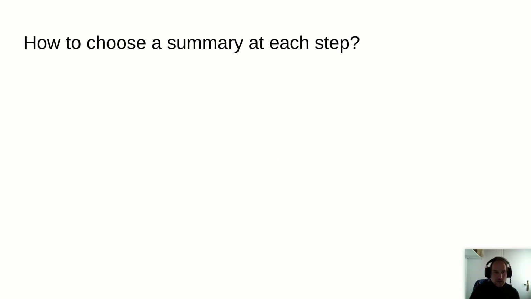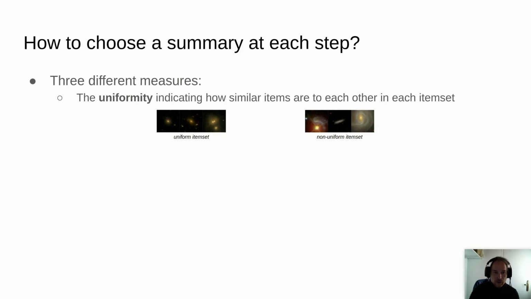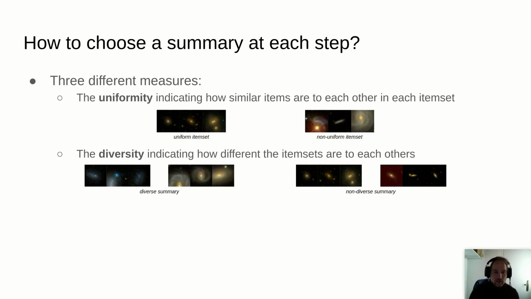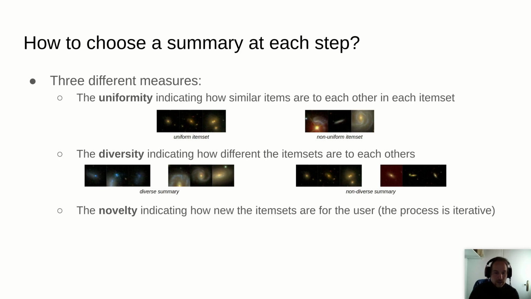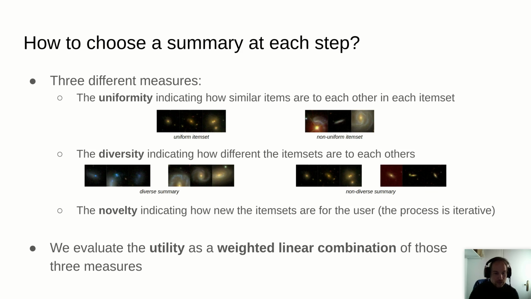So, how does the system choose which summary to show the user at each step? We used 3 different measures. First, the uniformity, which indicates how similar the items are to each other in each item set. Then the diversity, which indicates how different the item sets are to each other. And finally, the novelty, which indicates how new the item sets are for the user. So we evaluate a global utility as a weighted linear combination of those 3 measures.